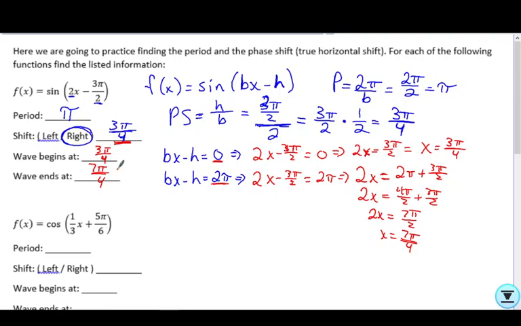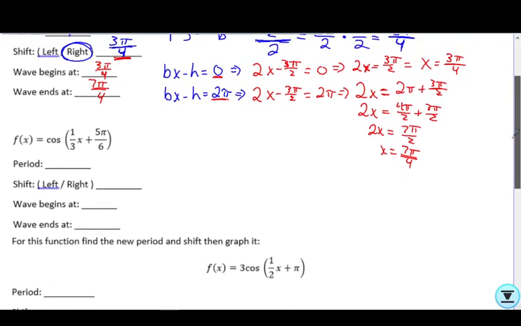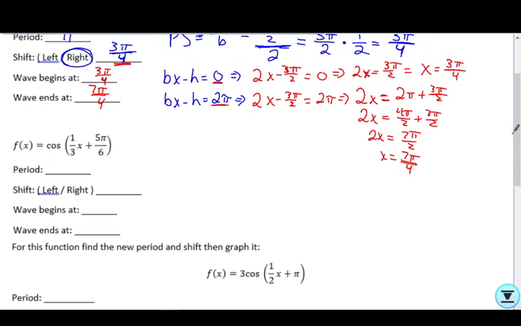Using those two equations. It's kind of algebra intensive, but it works. Okay? So we're going to do the same thing for this next one. We're going to start with cosine of 1/3 x plus 5 pi over 6. So again, we're going to find our period first. Period equals 2 pi over b. In this case, it's 2 pi over 1/3, which ends up being 6 pi. So my period is 6 pi, which means my wave has been stretched by a factor of 3. My cosine says positive here, so we're actually moving to the left.